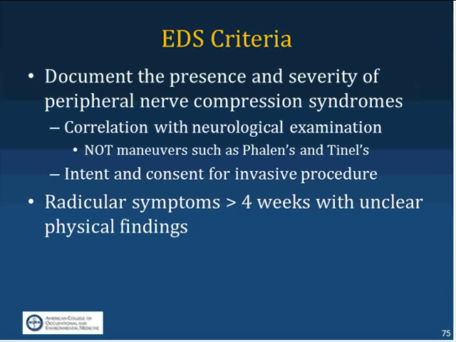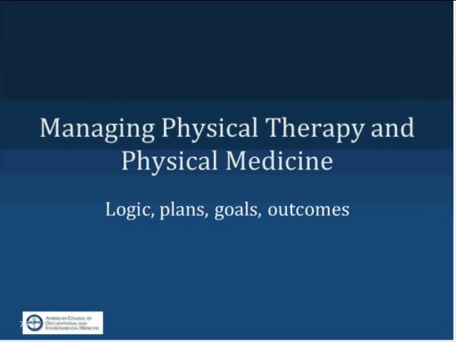You want correlation with a neurologic exam, not Phalen's and Tinel's, because they're very insensitive and nonspecific. They're a good way to go if you have clear radicular findings, or a clear story of radicular symptoms without clear physical findings. But then that's a rule out, not a rule in.